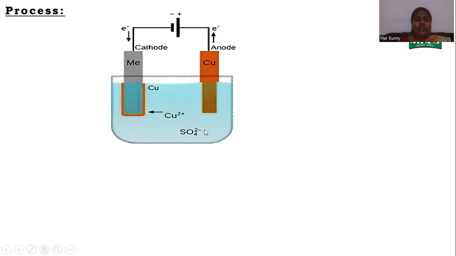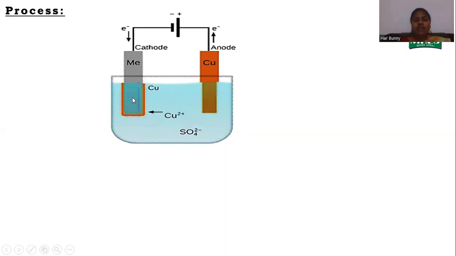So while this process happens, the copper ions get reduced and then get attracted or deposited on the surface of the base metal like a thin coating, right? So it forms a thin protective coating on the surface of the base metal, such that this base metal is protected from further corrosion, right?